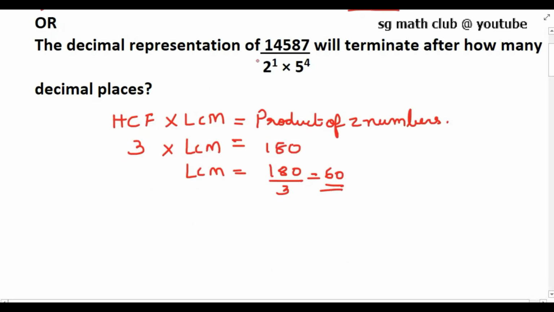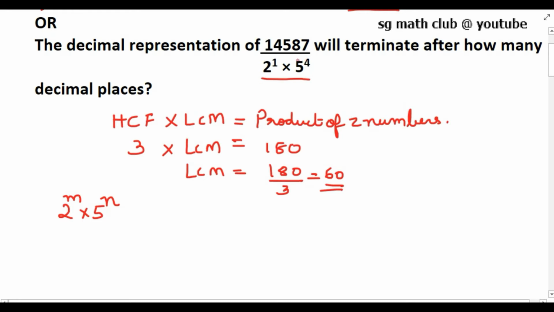The decimal representation of 40,587 divided by 2 to the power of 1 into 5 to the power of 4 will terminate after how many decimal places? That's the next question. We know that the decimal representation of a fraction will terminate if the denominator is in the form 2 to the power of m into 5 to the power of n. Here in the denominator we have 2 to the power of 1 into 5 to the power of 4, no other number. So definitely this will terminate. But the question is, after how many decimal places will the decimal expansion terminate?